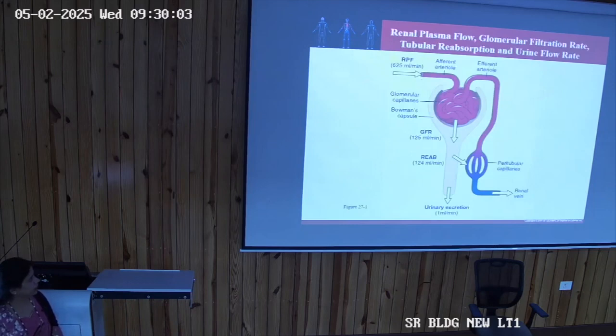So finally you can see 1 ml per minute. Urine formation rate is 1 ml per minute. ठीक है, ये गाइटन की वैल्यूज हैं.